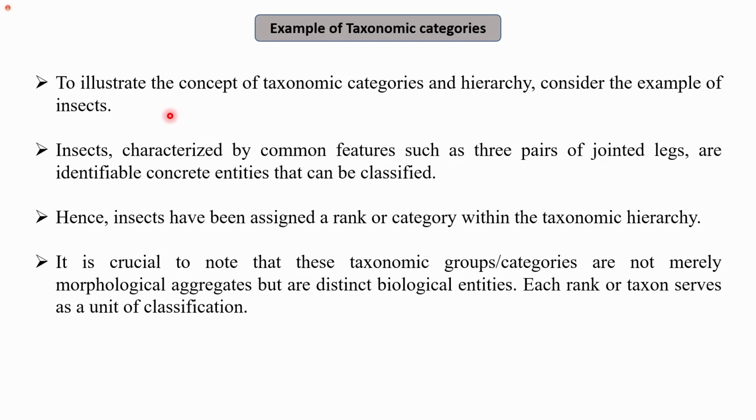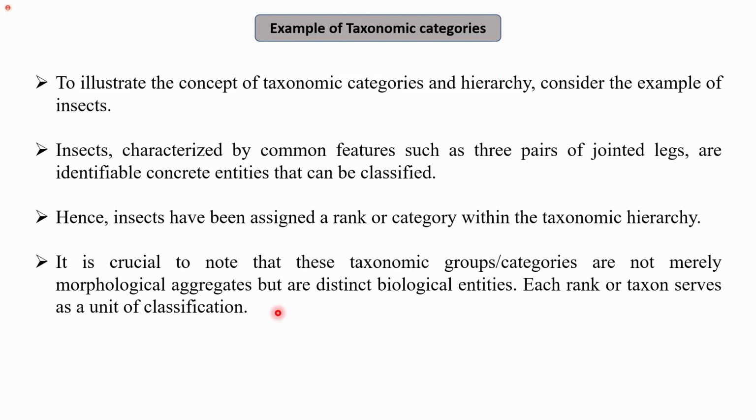It is very, very important to note that these taxonomic groups or categories are not merely morphological aggregates. They are not only based on the morphological sense that anything that has 6 legs or 3 pairs of jointed legs will be termed as insects, but apart from the morphological characteristics, they are distinct biological entities. All the organisms have a different biological identity. Each rank or taxon therefore serves as a unit of classification.